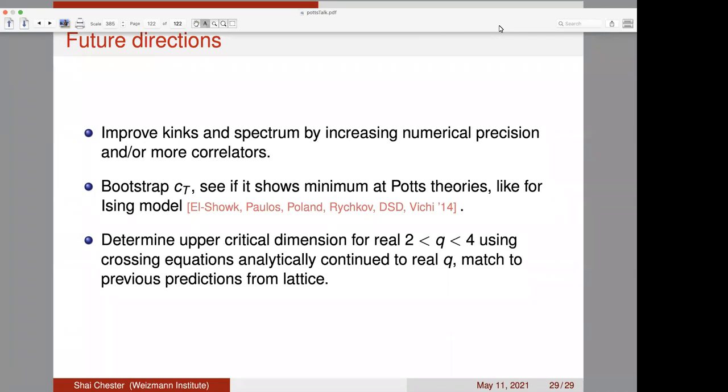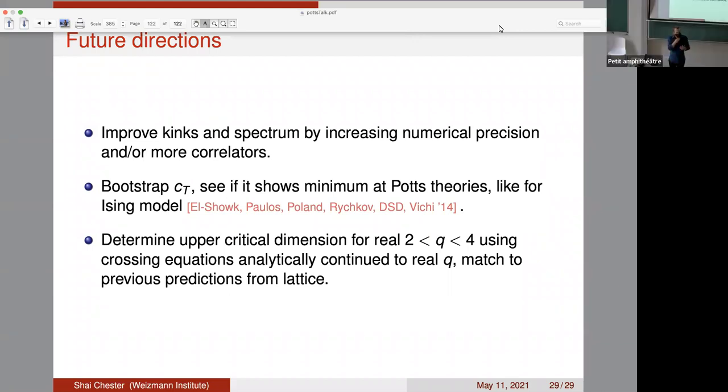Also, in real Q we can match all these results worked out by people, I guess here in Paris. I guess you guys have computed all kinds of things for real Q, OPE coefficients, scaling dimensions, and in principle, all of numerical bootstrap.